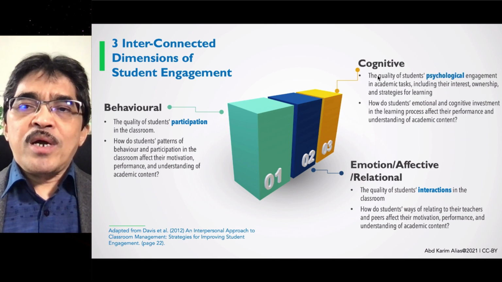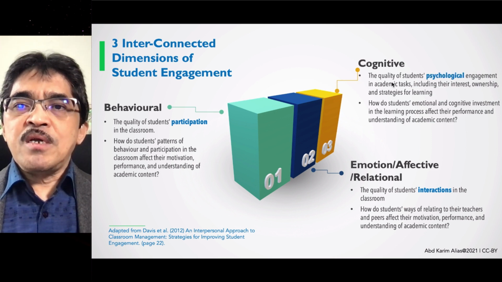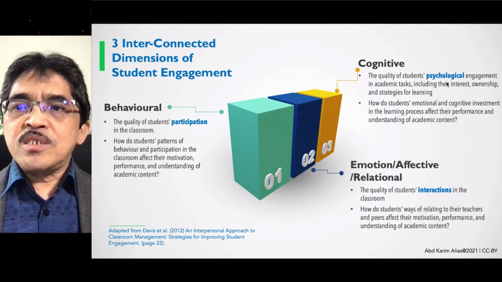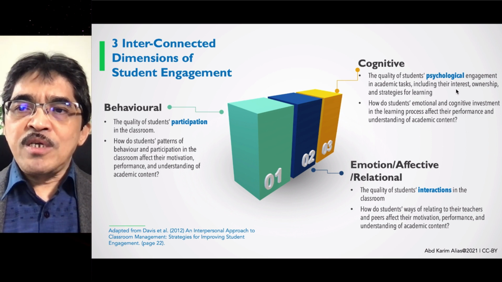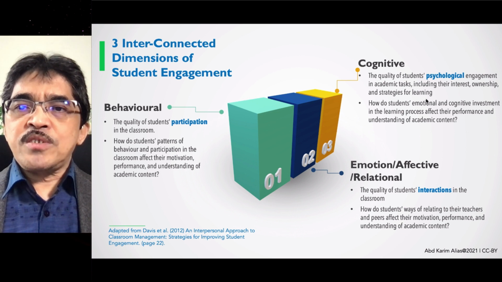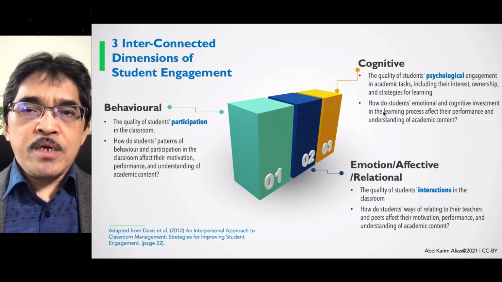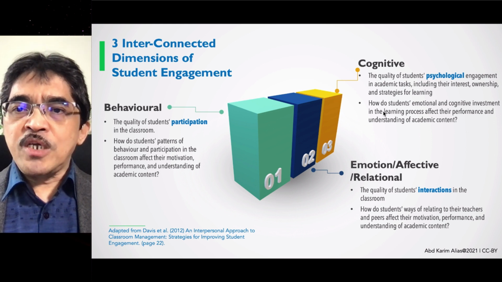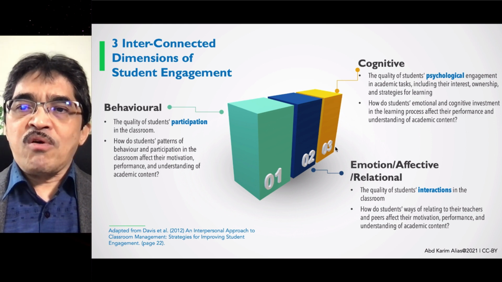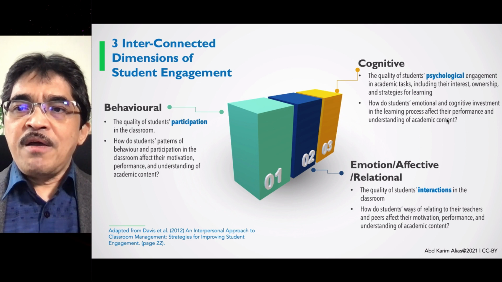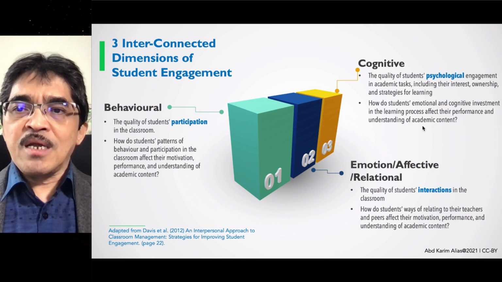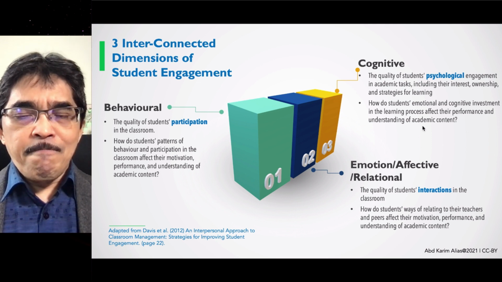And the third one is cognitive engagement. Here we are looking at students' psychological engagement in academic tasks, including their interest, ownership, and strategies for learning. And we can ask these questions to see whether our students are cognitively engaged. How do students' emotional and cognitive investment in the learning process affect their performance and understanding of academic content?